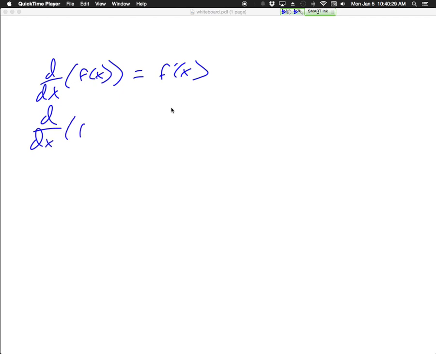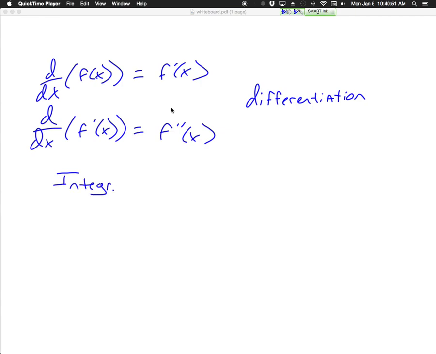Alright, so when I take the derivative of f of x, what does that give me? It gives me f prime of x. When I take the derivative of f prime of x, what does that give me? That gives me f double prime of x. Okay? And that is called differentiation. What we are starting on today is integration. But another term for integration is called anti-differentiation.